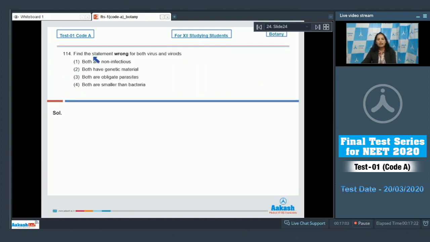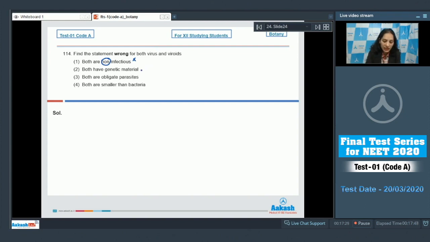Question number 114. Find the statement wrong in both viruses and viroids. First option, both are non-infectious. No, both are infectious. Both can cause infections. You must be knowing about the viruses nowadays, which is very common, that is coronavirus. So it is highly infectious.